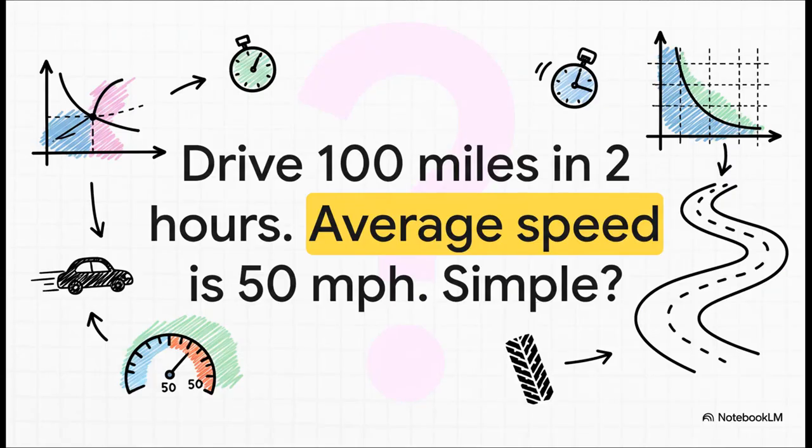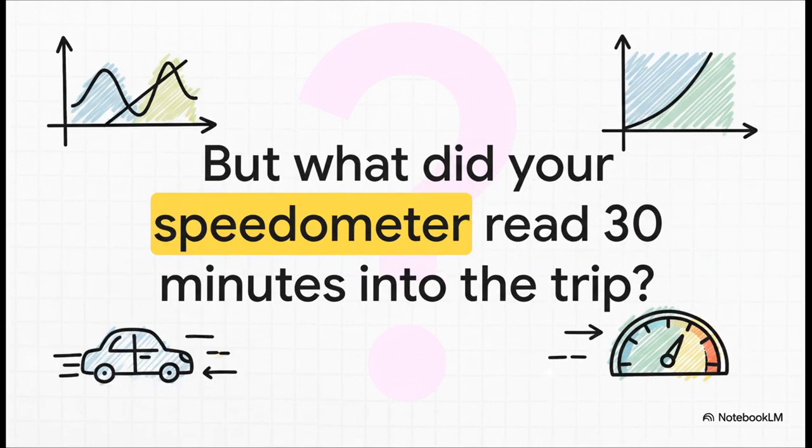Okay, so let's start with something we all just get. You drive 100 miles, it takes you 2 hours, your average speed is 50 miles per hour. Easy. It's the simple summary of the whole trip. If someone asks how the drive was, you'd probably say, not bad. We averaged about 50. But that 50 miles per hour average kind of hides the real story, doesn't it?